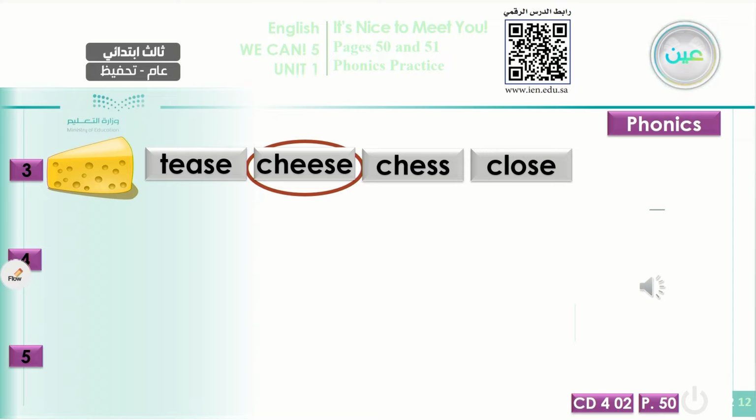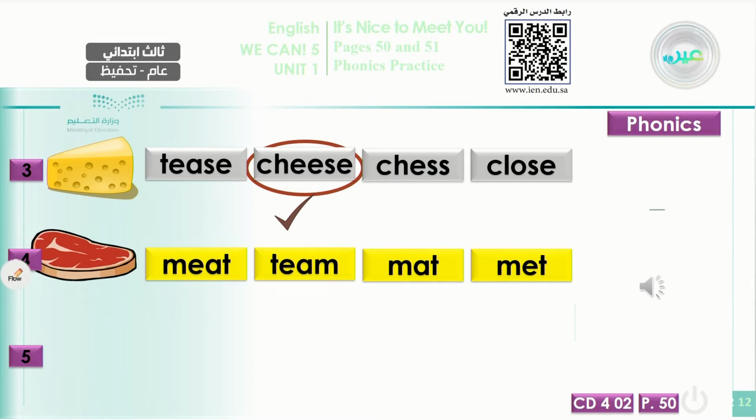C-H-E-E-S-E. So we pronounce it as cheese. Okay. Next, you can tell this is meat. But how do you spell meat? Is it the first, the second, third, or the fourth? You can tell it is meat. You are excellent. Okay, meat.